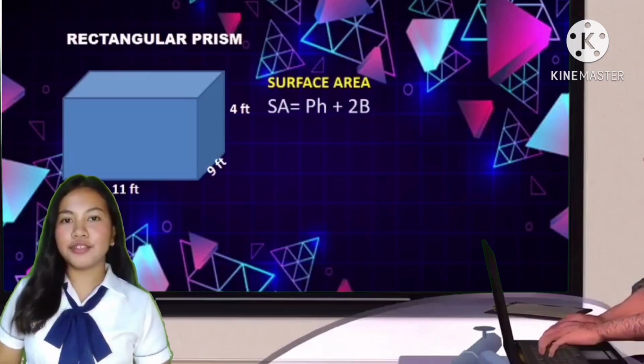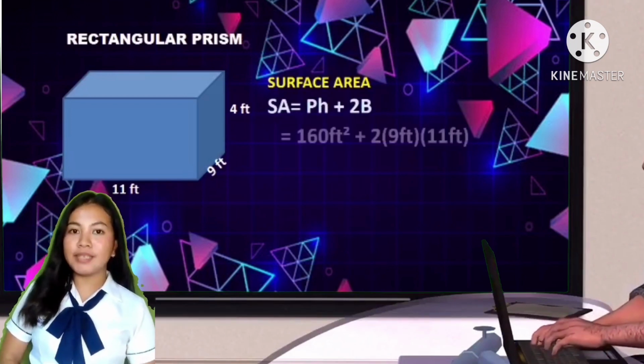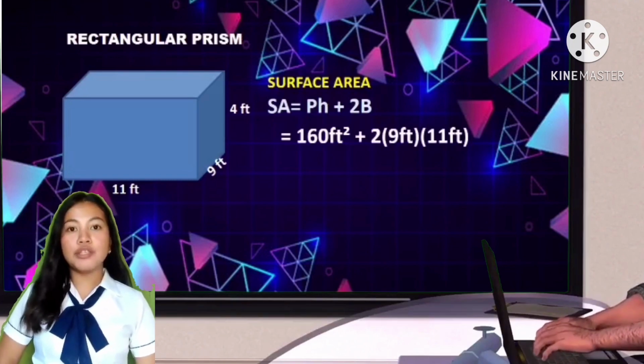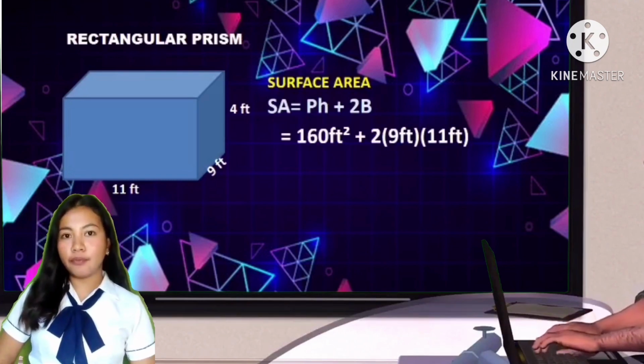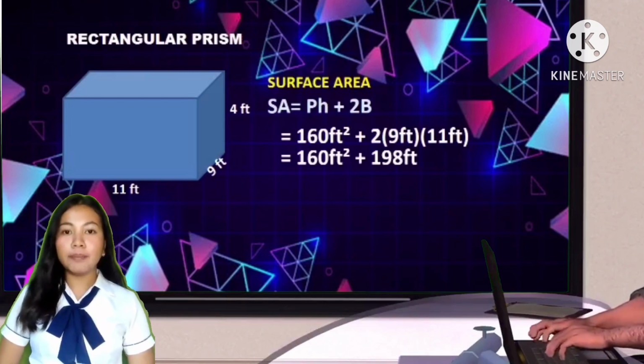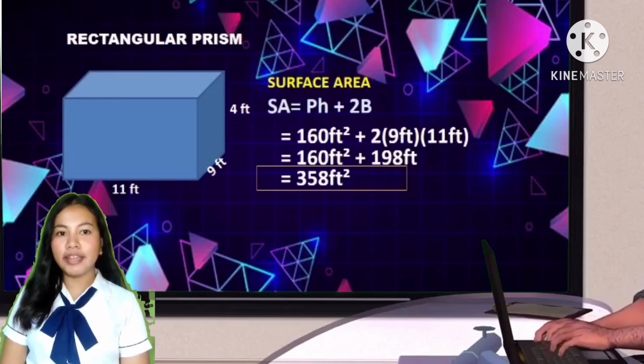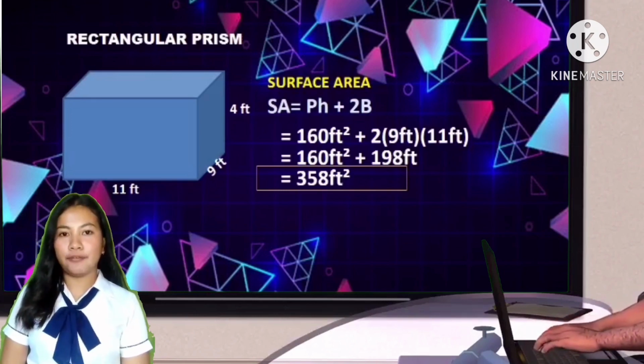Let us now find the surface area. Surface area equals perimeter times height plus 2 times base. So it will be 40 times 4 plus 2 times 9 times 11. So it will be 160 plus 198. The surface area now is 358 square feet. And that's how you find the lateral and surface area of a prism.